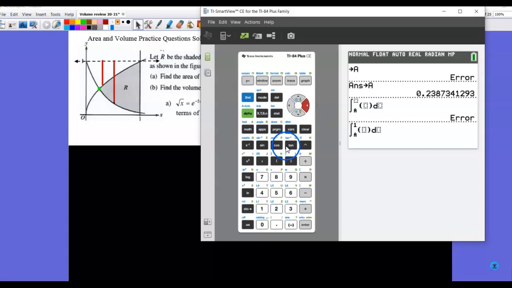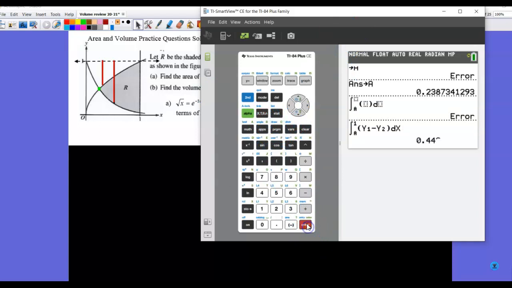and I had the square root of x and y number 1, so I'm going to use my shortcut, y1 minus y2. On the AP test, you should not write y1 and write y2. You should actually write the functions like I did on my paper. In terms of x, I don't think I forgot anything.